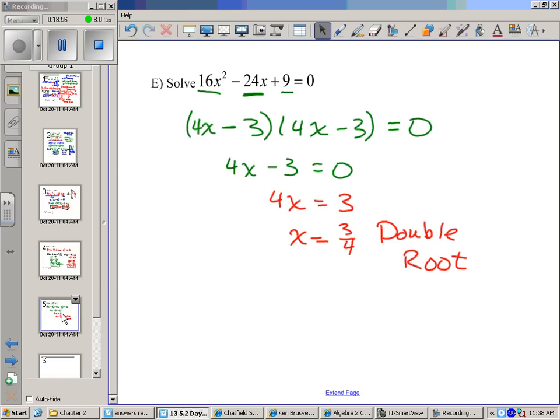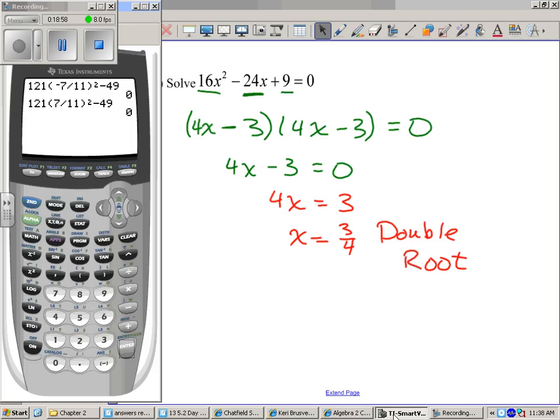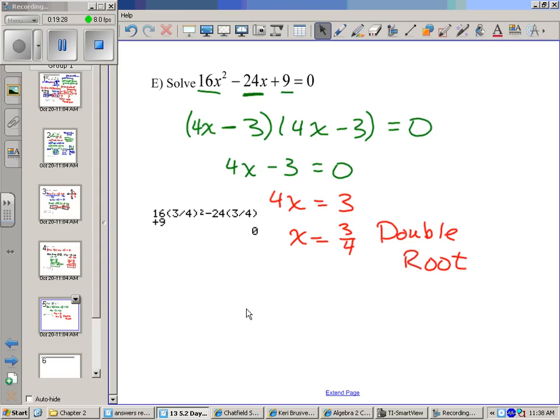Let's check this. Again, I bring up my handy-dandy little calculator, and I'm going to go ahead and say 16 times 3 divided by 4. I want that part to be squared. I want to subtract 24 times 3 divided by 4. And I want to take that and add 9. And if I work this out, I get my solution of 0. So it works. I can check it. My answer is there, and it makes sense.